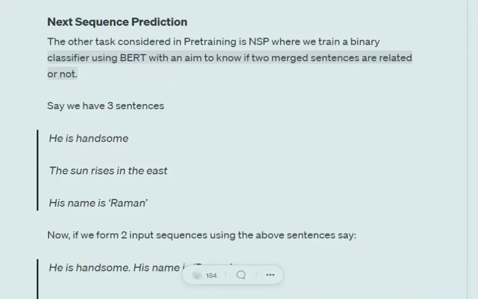Next part in the pre-training of BERT is next sequence prediction. As I told you earlier, in pre-training we would be training the model on two major problems: MLM, masked language modeling, and second, next sequence prediction. So let's understand what next sequence prediction is.